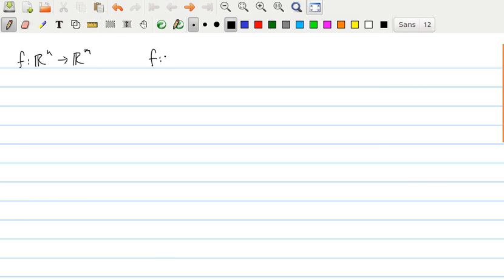Most of what we'll be dealing with are vector fields in the plane. That is, they take x and y and give you a two-dimensional vector at the end, or functions that take three variables and give you a vector in 3 space.